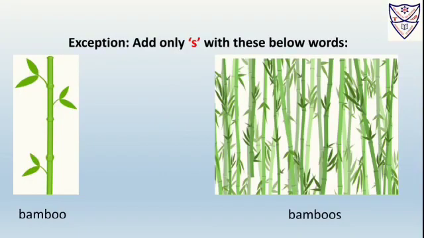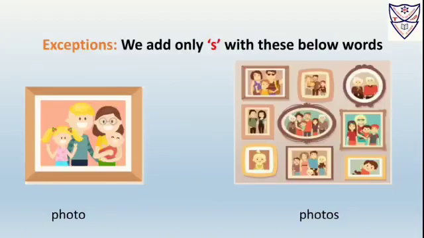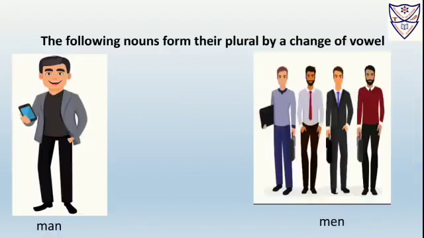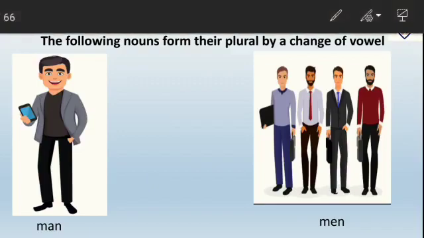We will add only S with these words below. Bamboo, bamboos. Photo, photos. Piano, pianos. Now some nouns form their plural by changing the vowel. We have to change the vowel and then we can make it plural. Now man. Here which is the vowel? A. A is a vowel.